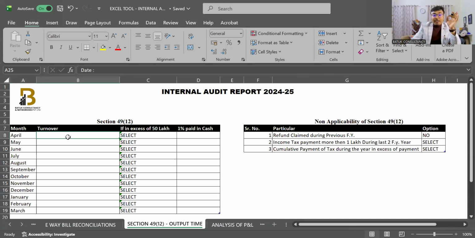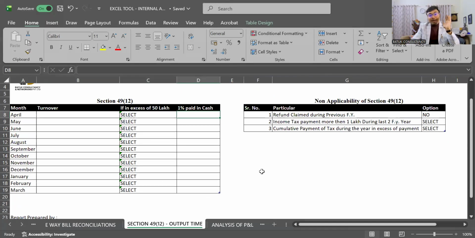So we need to put the turnover for April month, May month, and we need to select that if your turnover crosses the limit of 50 lakh rupees, yes or no, 1% paid in cash, yes or no. But there are some exceptions. Refund claimed during the previous financial year, or income tax paid more than 1 lakh during 2 financial years, or cumulative excess payment has happened, then this particular provision is not applicable. So accordingly, we need to select whether you have these exceptional criteria or not.